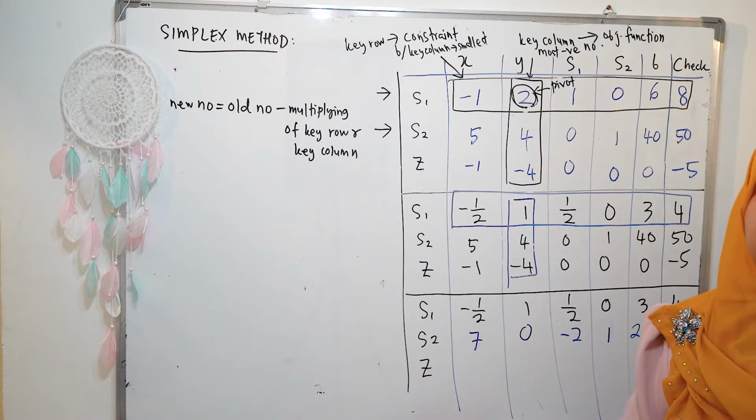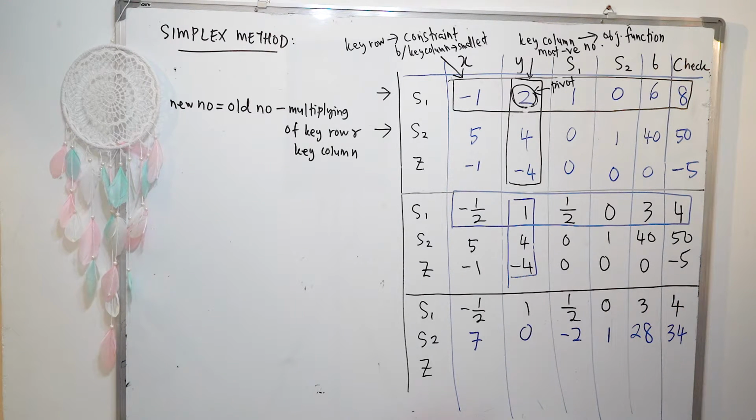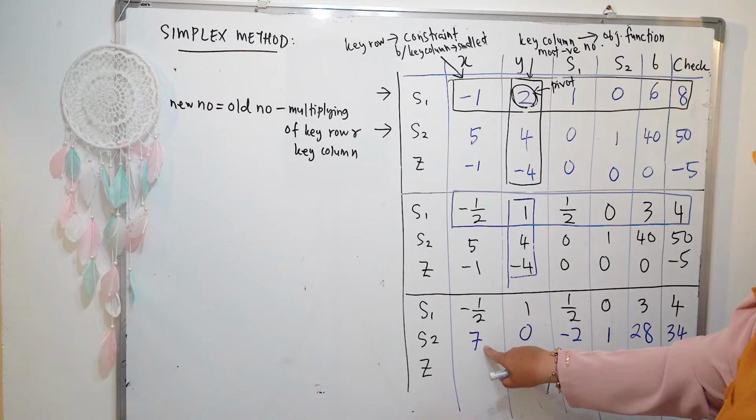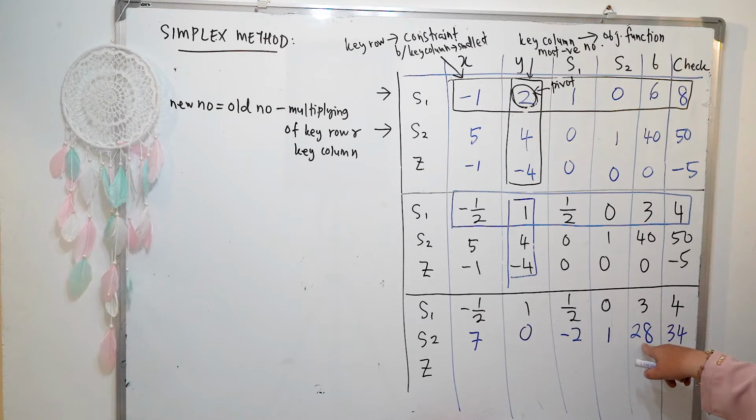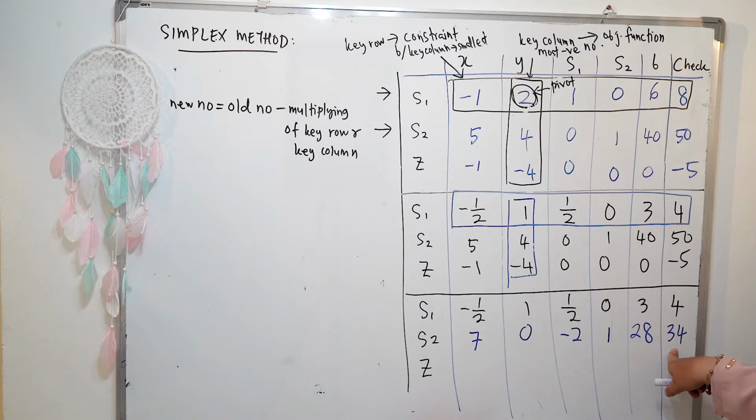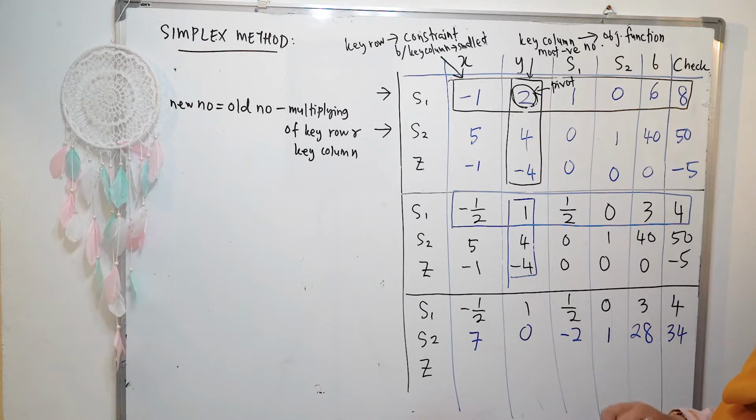If you worry you made a careless mistake, you check one by one. 7 minus 2, 5. 5 minus 1 is 6. 6 plus 28 is 34. So it is still correct, so don't worry.